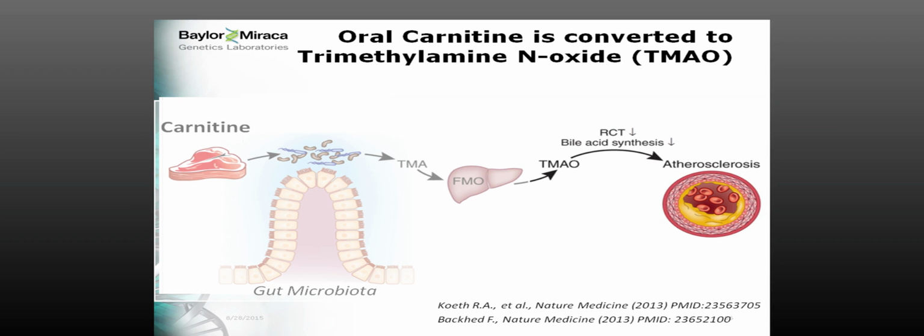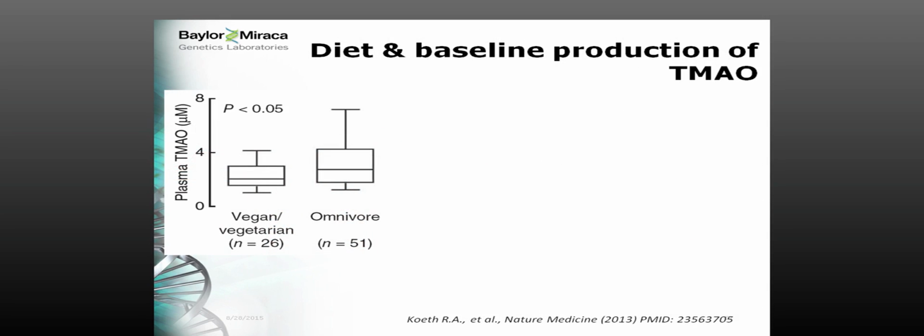And so what the paper did in looking for this, and again, this is normal individuals, we've left the inborn errors of metabolism for a moment, but we'll come back to them, is they looked at individuals who were vegan or vegetarian versus people who were omnivores and measured their level of trimethylamine N-oxide.